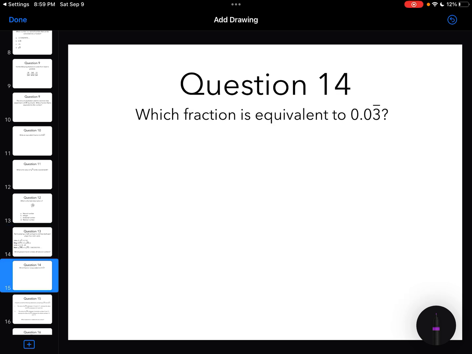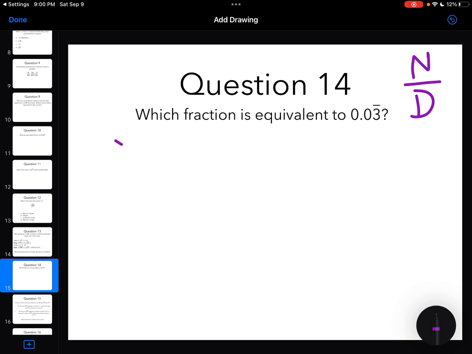All right, which fraction is equivalent to 0.03 repeating? If you have fractions for answer choices, you have a numerator and a denominator, you can always do the top number, hit divide, and the bottom number and see what your answer choices are. But if you don't, then you're going to have to do it the way we know in our notebook.